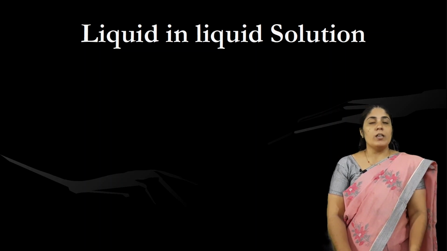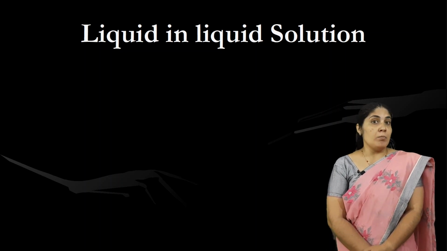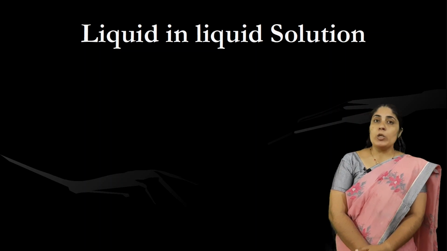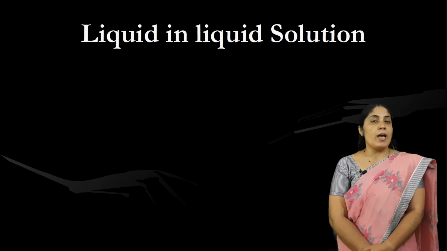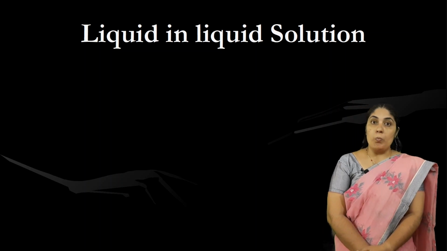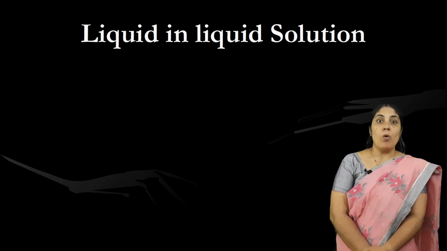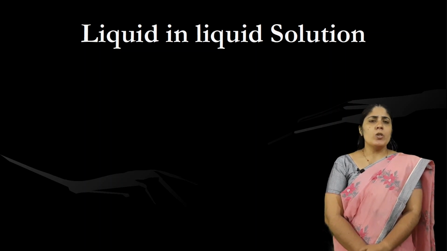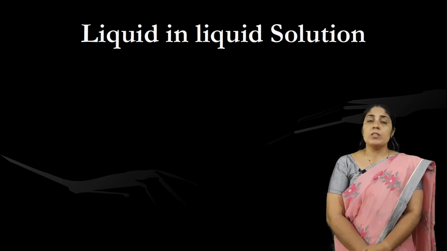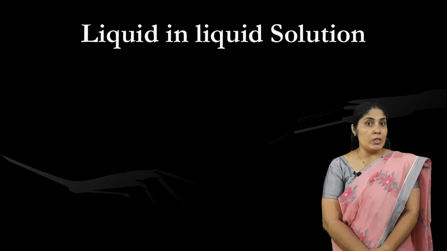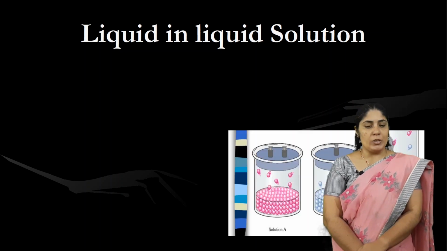When we consider a liquid in liquid solution, we will be keeping in mind that the liquid which is acting as the solute and the liquid which is acting as the solvent, both will be miscible, yet both will be volatile in nature. So in short, we will be discussing a solution of liquid in liquid where both of them are volatile in nature.